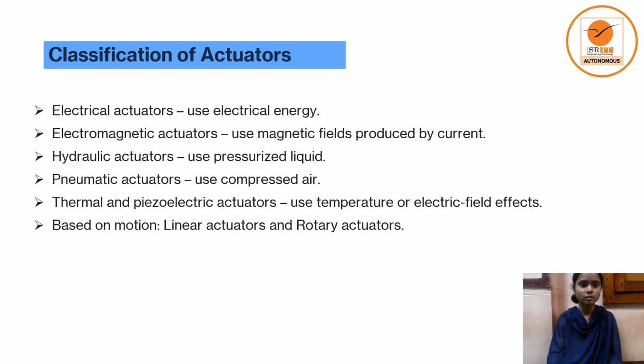These are the classifications. Electrical actuators mainly use electrical energy. Electromagnetic actuators use magnetic fields produced by current. Hydraulic actuators use pressurized liquid. Pneumatic actuators use compressed air. Thermal and piezoelectric actuators use temperature or electric field effects. Based on motion, we classify them into linear actuators and rotary actuators.